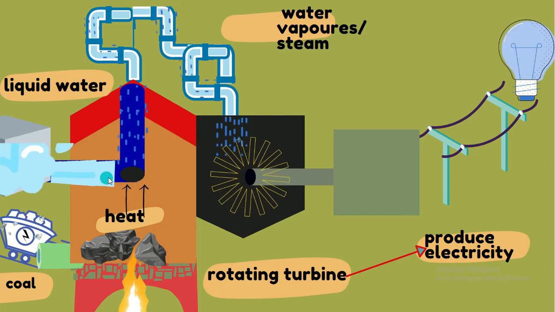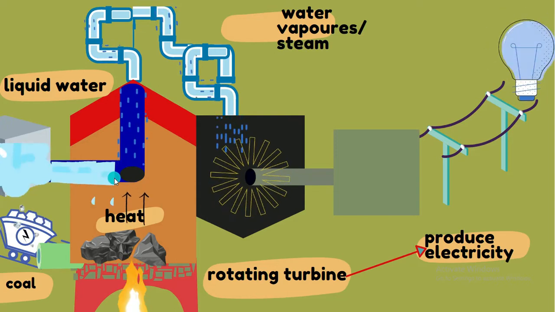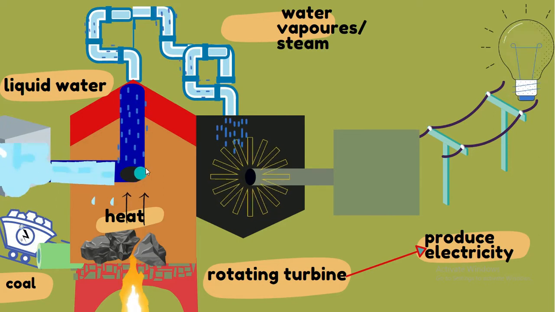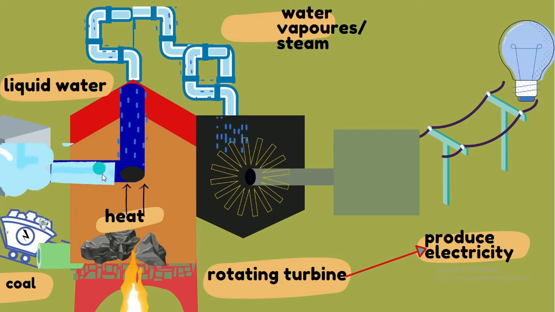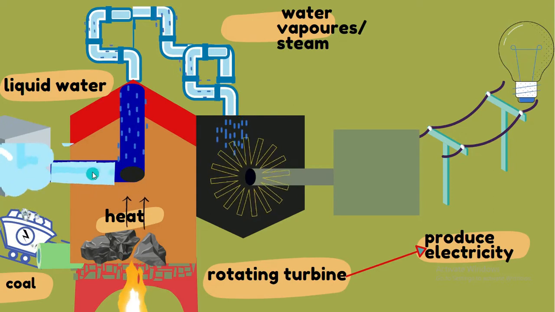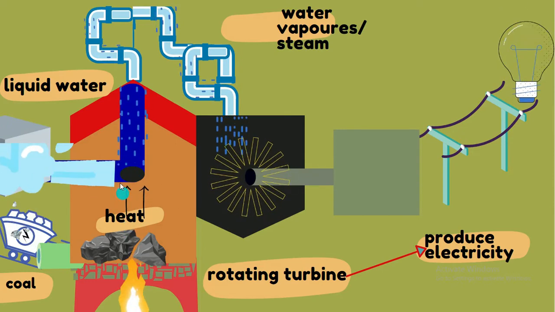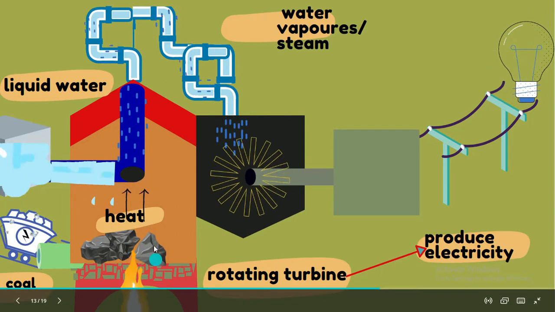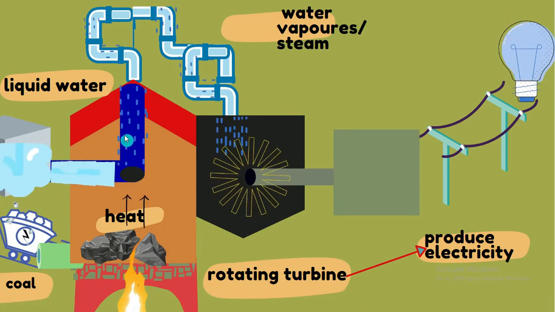When water gets subjected to heat, when water absorbs heat, at 100 Celsius, this liquid water turns to water vapors, and this liquid water here turns to water vapors. You can see that one. Okay, liquid water turns to water vapors due to absorbing of heat. Okay, children, this heat is produced by burning of this coal.